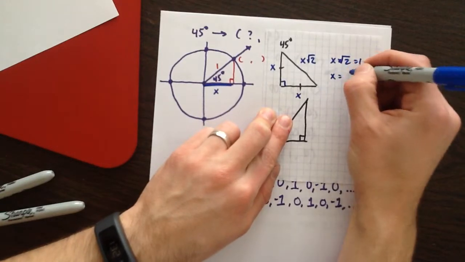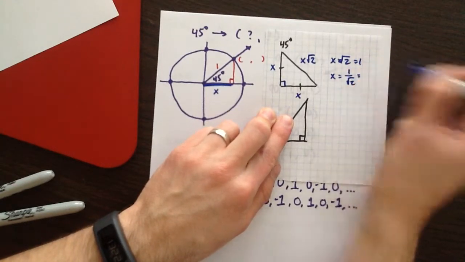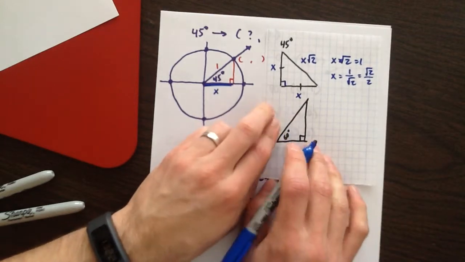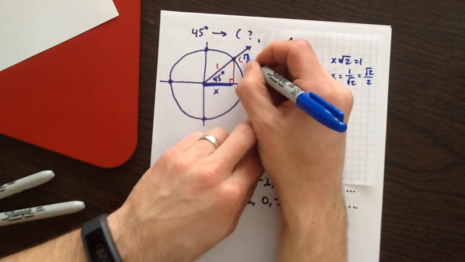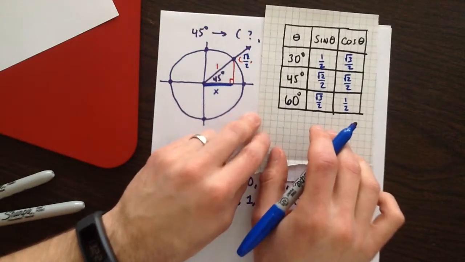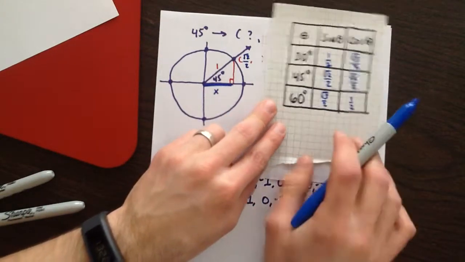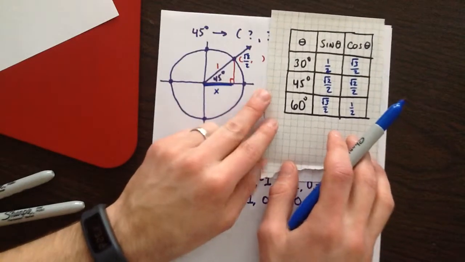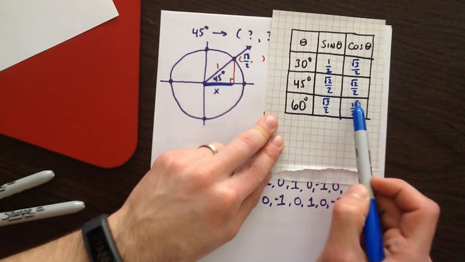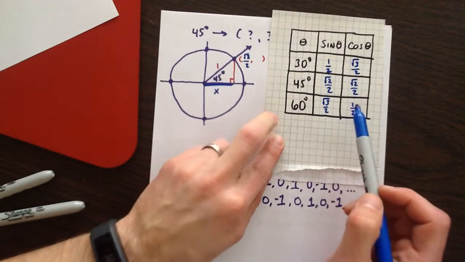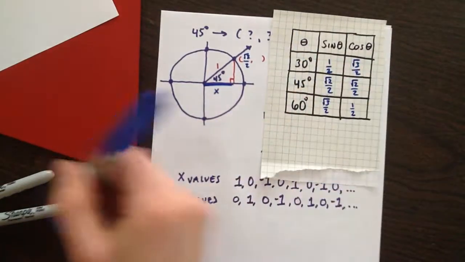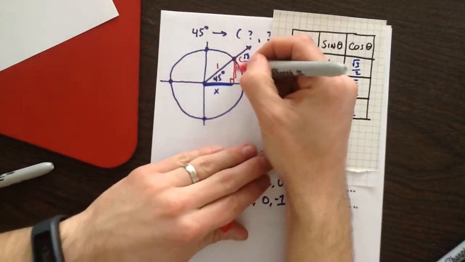Well, then x would be 1 over root 2, which when we simplify is root 2 over 2. So that x value is root 2 over 2. That's a thing. But which thing is it? We've got 45 degrees, we've got root 2 over 2, we've got two different root 2 over 2's. It wouldn't be 1, because x is you going over, the y is going up.